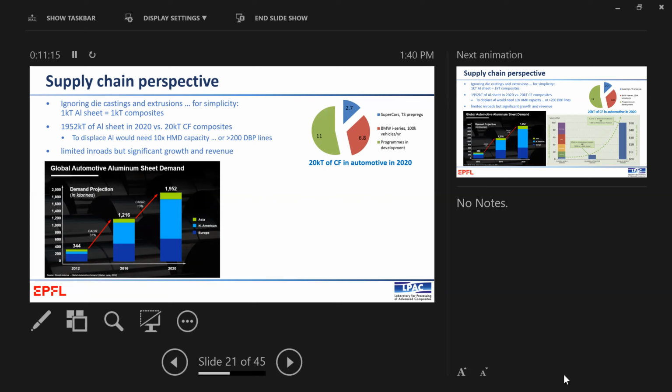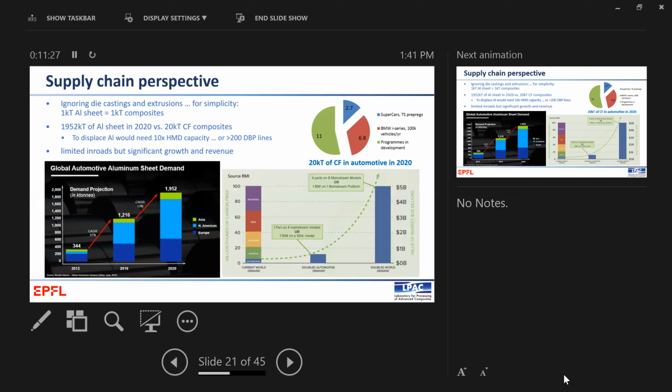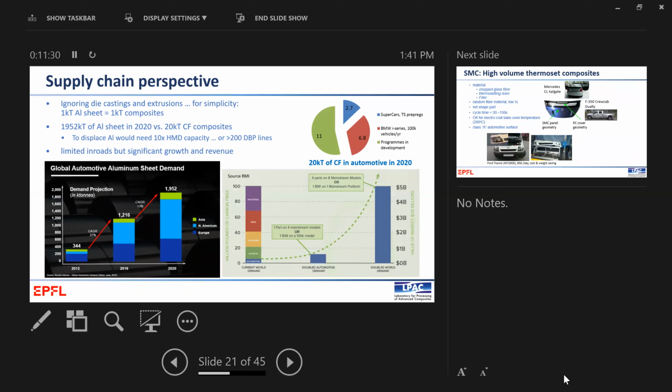So if you want to scale up the industry to replace aluminium, which is what the composite guys like to dream about, you go to the JEC and they say composites will change the world. Well, there's a major issue on the supply base. So that's the current worldwide demand of carbon fiber: industrial, wind, consumer, aviation, automotive. If you have one part on 4 mainstream vehicles or one body in white at 100,000 per year, you've doubled the automotive demand. If you go to 4 parts on 8 vehicles, you've doubled the world demand.